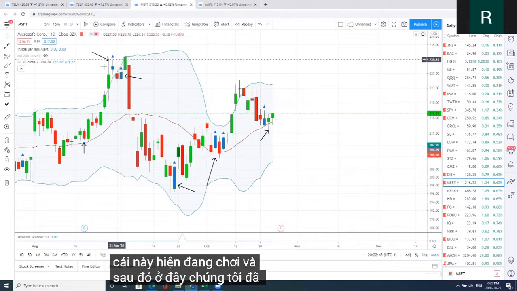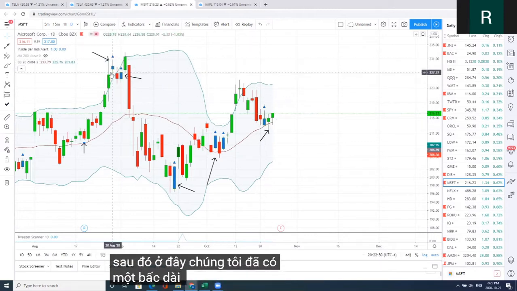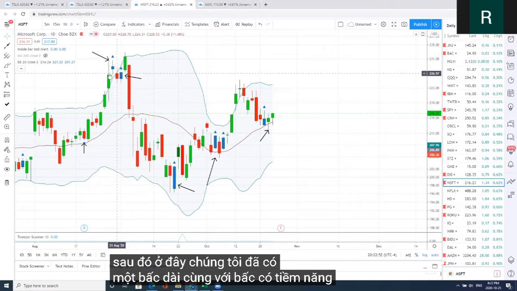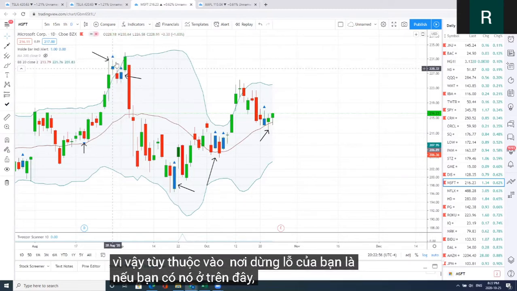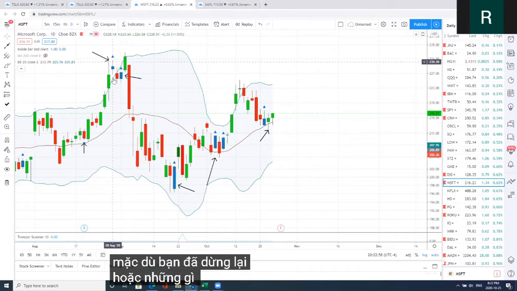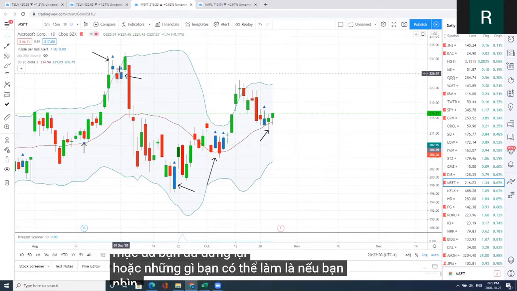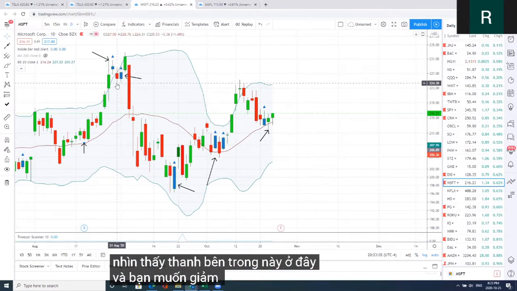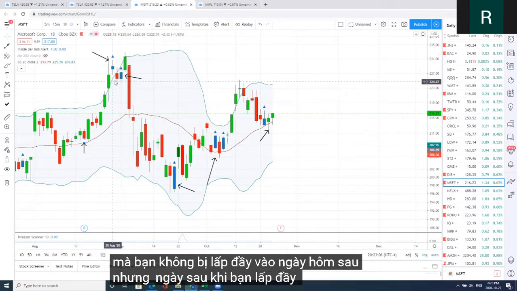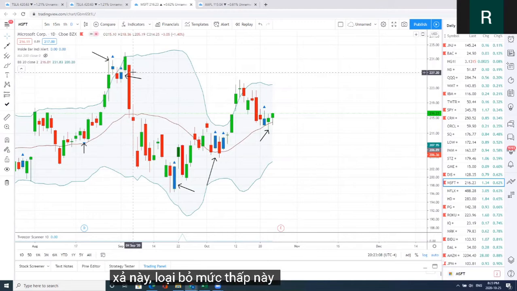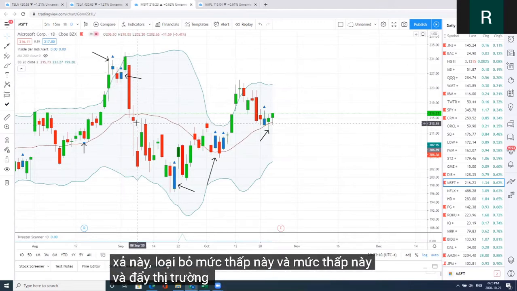And then up here, we had a long wick with a potential right here to short. So depending on where your stop loss is, if you had it above here, you would have got stopped out. Or what you could have done is if you saw this inside bar here and you wanted to short below this low, you don't get filled the next day, but the day after you get filled on this flush that takes out this low and flushes the market down.